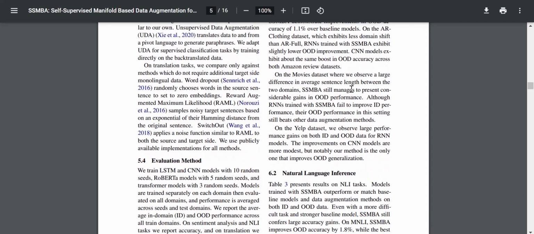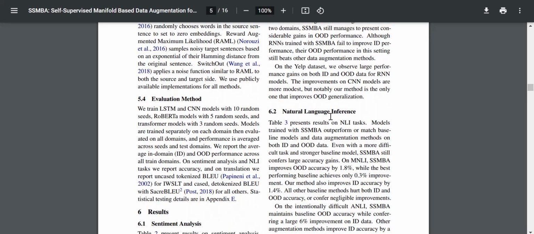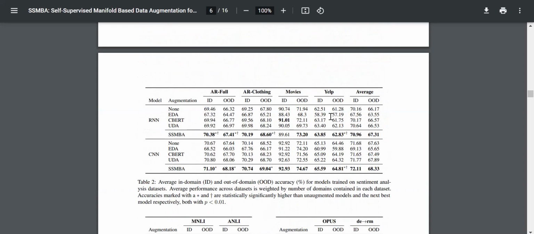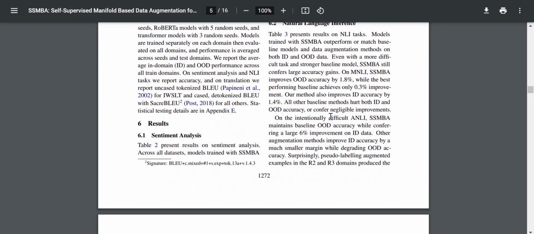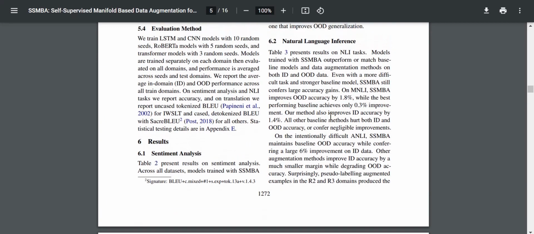On the movie dataset, we observe a large difference in average sentence length between the two domains. SSMBA still manages to present considerable gain in out-of-domain performance. Although RNNs trained with SSMBA failed to improve ID performance, their out-of-domain performance in this setting still beats other data augmentation methods. On the Yelp dataset, we observe large performance gain on both the domains for RNN. The improvement on CNN is more modest, but notably our method is the only one that improves out-of-domain generalization. Okay. So far it seems that the model is working as intended.